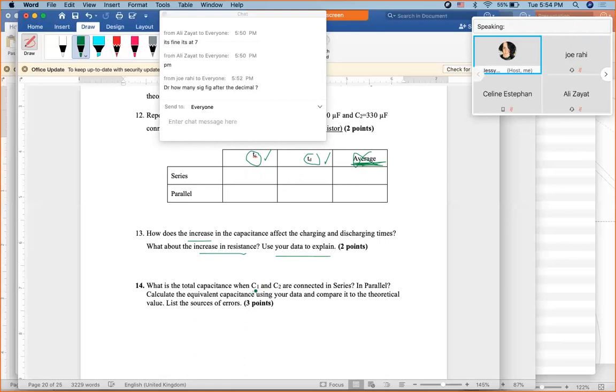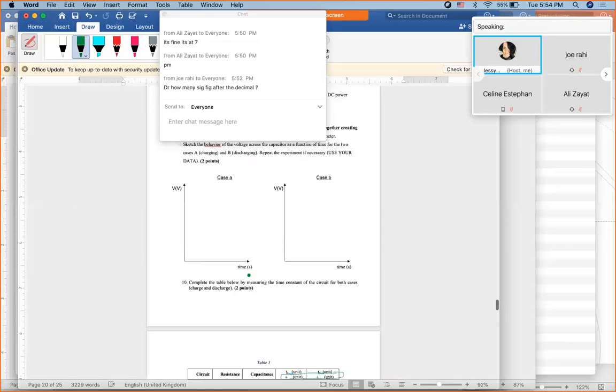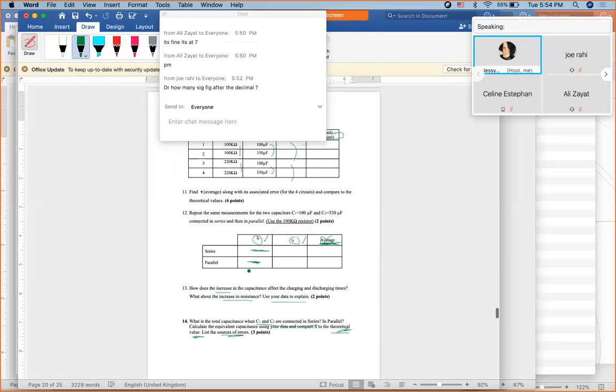And then they ask you, C1, C2 in series, what happens to tau? And C1, C2 in parallel, what happens to tau? Probably you want to discuss and compare with the theoretical value of tau, because you know the theoretical value, it's R times C equivalent. And then you list the sources of errors. Very easy lab. It's like only 2 pages. Okay, this and this and that's it. Very easy.